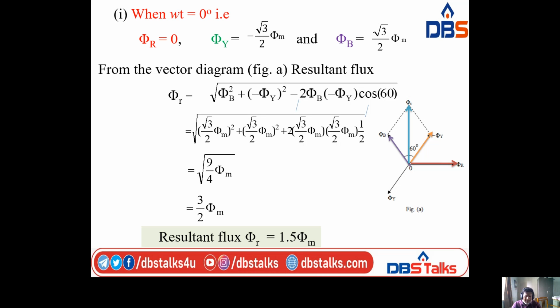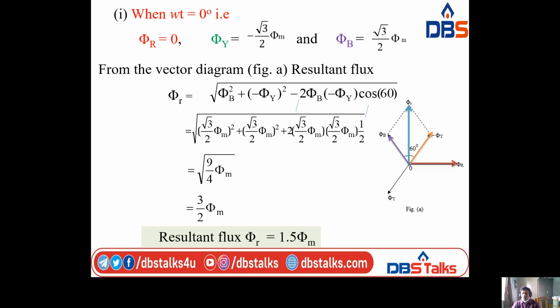Now, look at the phasor. Here, the phasor diagram is important. Taking phi R as the reference, that is 0 degrees, phi Y is displaced 120 degrees apart from phi R, and from phi R onwards 240 degrees is phi B. Phi R, phi Y, phi B are the three phases, each displaced by 120 degrees.